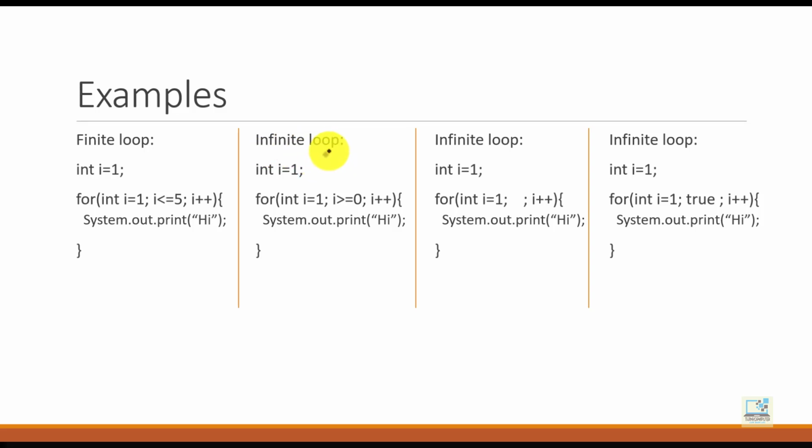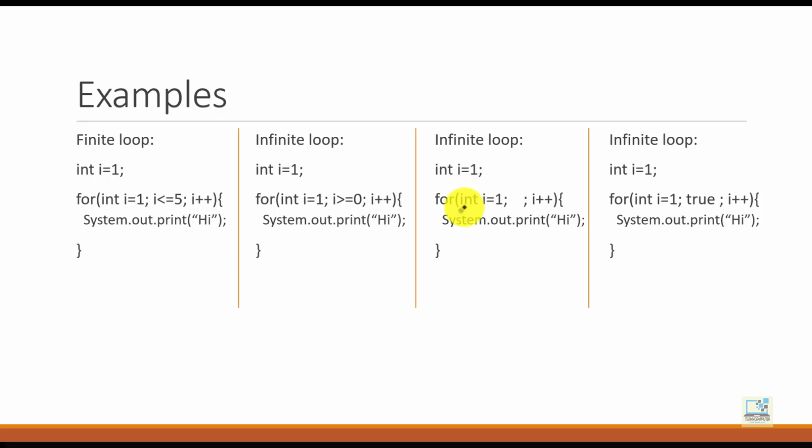So infinite loop, how? See, i's value is 1, right? And the condition is that i should be greater than equal to 0, which is obviously correct. But then I am incrementing the value of i. Now the thing is, every next value of i, whether it is 2 or 3 or 4 or 5, or it can be anything, will obviously be greater than equal to 0. That means the condition will always be true from there onwards. So it will keep on printing the message hi on the screen, thus making it an infinite loop.